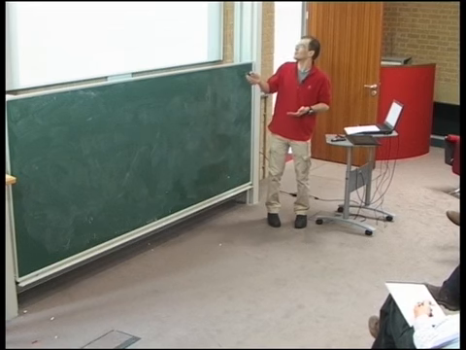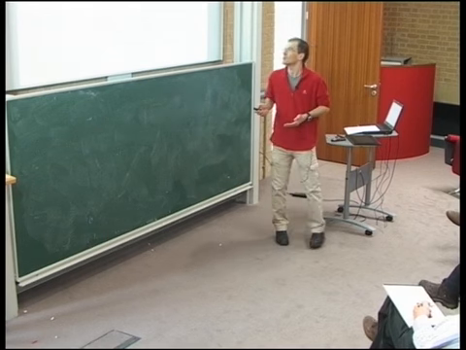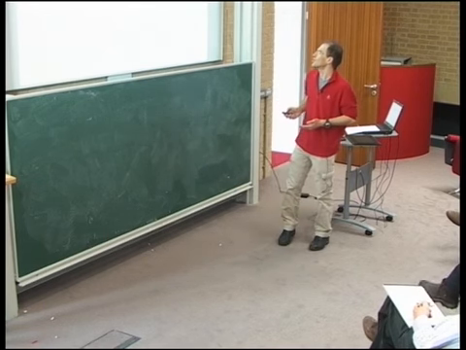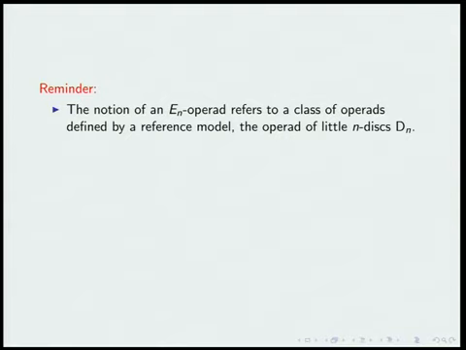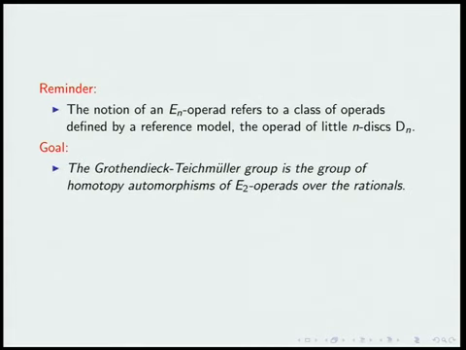And the answer is provided by the Grothendieck-Teichmüller group. Okay. So first a reminder: an E_n operad is a class of operads which is defined by a reference model, the operad of little n disks. And the goal of this talk is to prove the following statement. The Grothendieck-Teichmüller group is the group of homotopy automorphisms of E2 operads over the rationals.